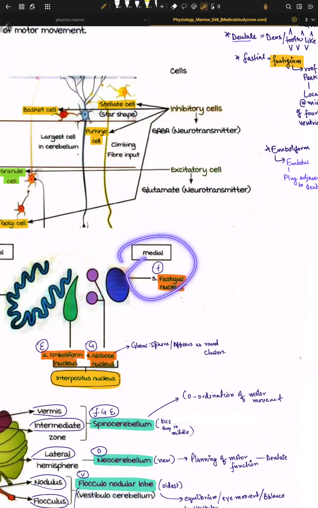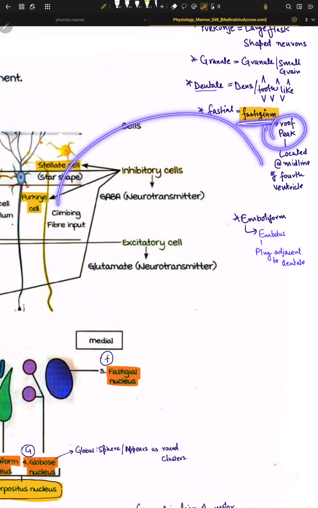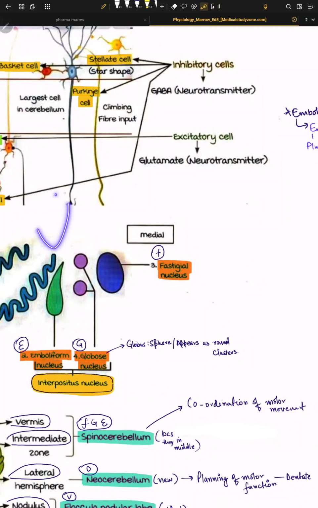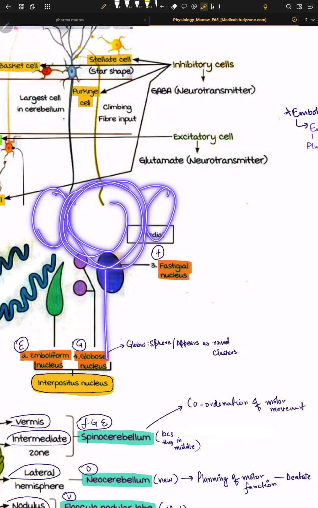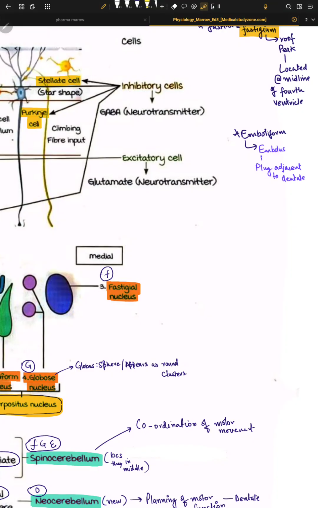It's called fastigial. The word fastigial comes from the word fastigium. It means roof peak. Here's the roof, here's the peak. Roof peak, it's located at the midline of the fourth ventricle. Remember this. So we know that there are lateral ventricles, and then we have this ventricle. So basically you understand, it is fastigial. It's present on the midline of the fourth ventricle. Always remember this.